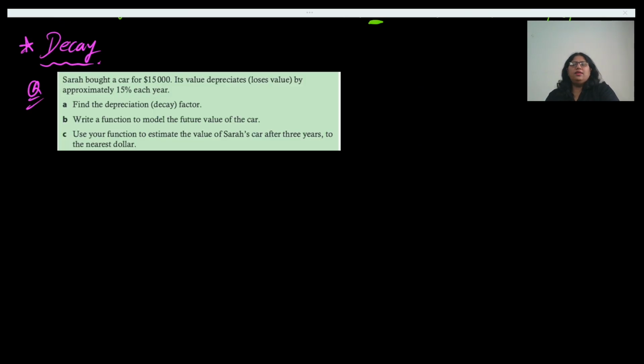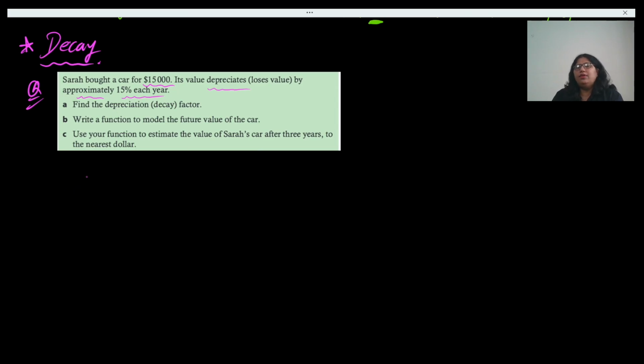Now let us see another example. It says that Sarah bought a car for $15,000. So the cost price here is $15,000. Its value depreciates, losing value by approximately 15% each year. Every year a 15% decrease means it's an exponential decrease, because each year the 15% decrease is taken from the new value. In the second year again, 15% below the current market value. So find the depreciation decay factor.